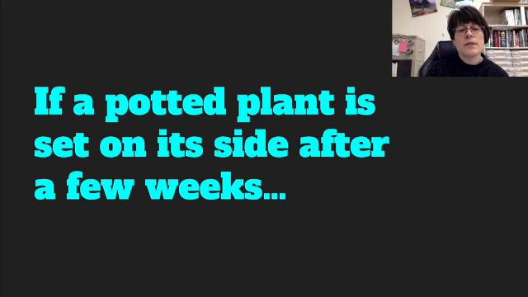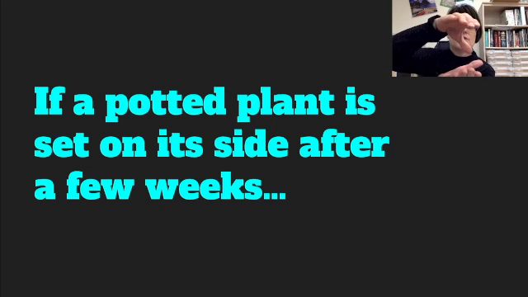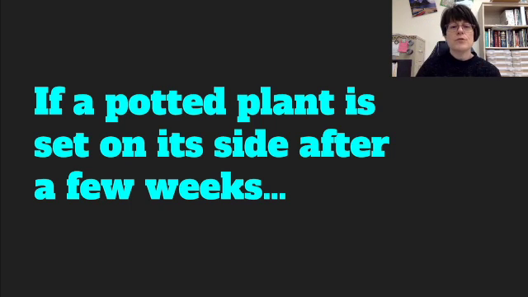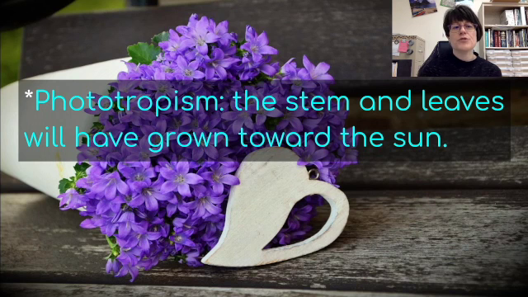Now, considering tropisms, if a potted plant is set on its side, so let's say you have a potted plant and you decide to turn it over on its side. If you leave it that way, how will that plant grow? What will it do? Will it just grow outwards or will it do something else? Well, after a few weeks, you should observe that phototropism takes place, and this is where the stem and leaves will have grown toward the sun.